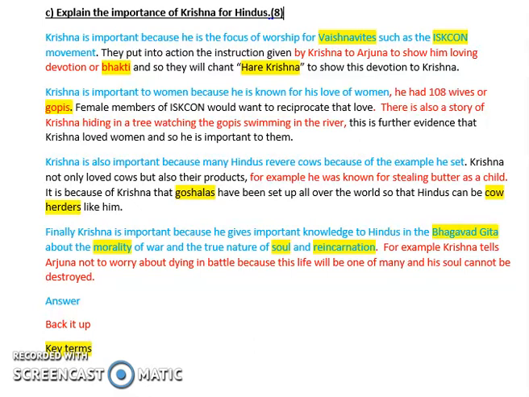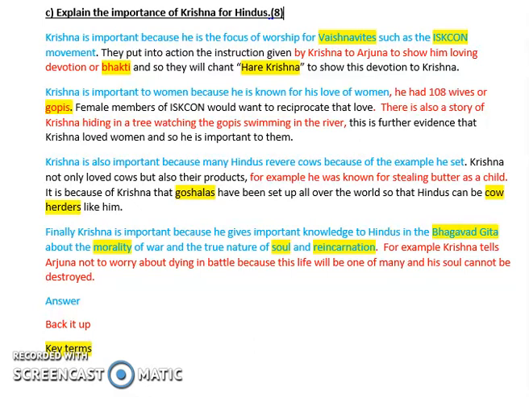There's also that story that I'm sure you remember, because it's a bit of an unusual one, of Krishna hiding in the tree, watching the girl swimming in the river naked. And again, it's that idea that Krishna was just in love with women. He thought they were amazing and beautiful. And so Krishna is important to them.